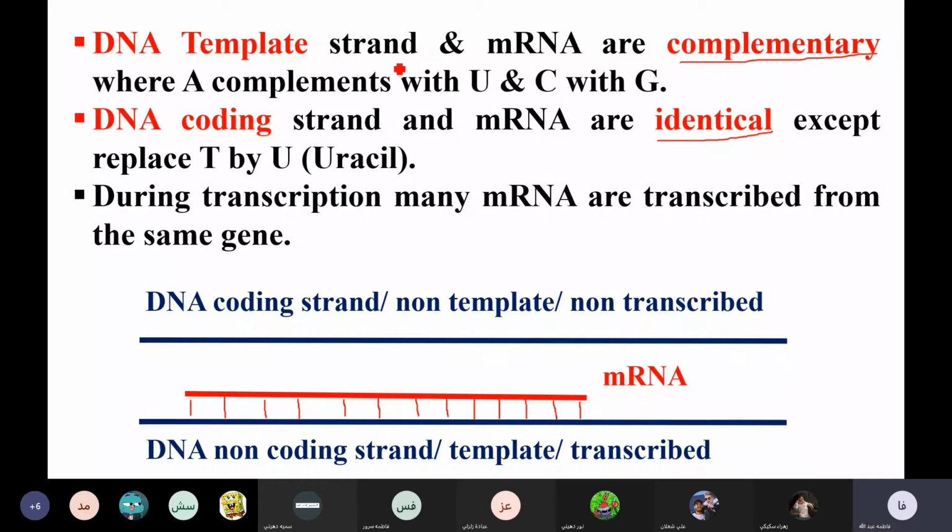Then, during transcription, this is a point: many messenger RNAs are transcribed from the same gene. That means I don't take just one copy of this gene; we need many copies of this gene, so many transcriptions will occur on the same gene. For example, if we want to make insulin, a protein, I don't go for one copy of the messenger RNA, no, I go for lots of transcriptions of the same gene.